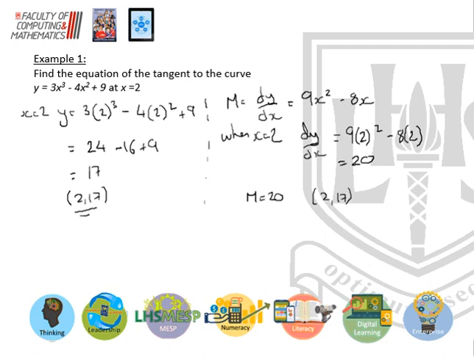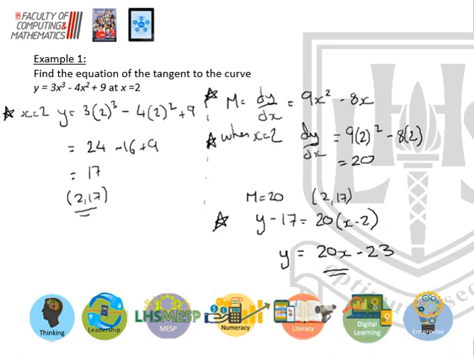And then I'm just going back to what I know from the straight line topic. Y take away 17 is equal to 20 times (x take away 2). And then multiplying out the brackets means y is equal to 20x minus 40 from the 20 times minus 2, and then add 17 is minus 23. So the equation of tangent, the 4 steps: finding the coordinates if you don't already have them, getting the formula for the gradient, getting the actual specific gradient where you're talking about, and then using your y minus b to get your equation. So 4 steps to get this.